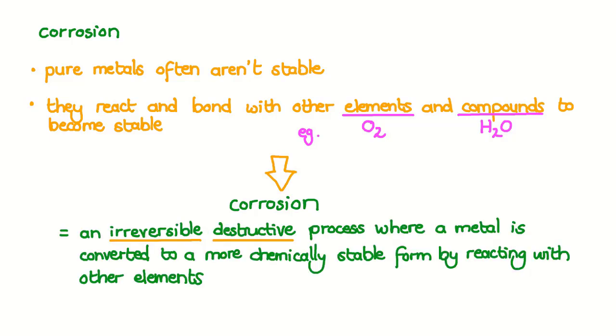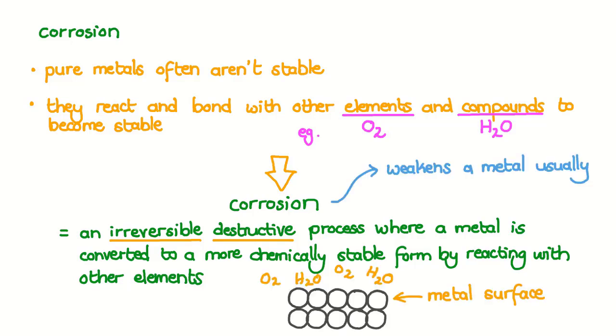Corrosion can be defined as an irreversible destructive process where a metal is converted to a more chemically stable form by reacting with other elements. This reaction or corrosion process ultimately damages the metal or material, changing its properties, usually making it weaker. Corrosion happens first at the surface of a metal and slowly spreads to the inner parts over time as oxygen and water begin to penetrate.